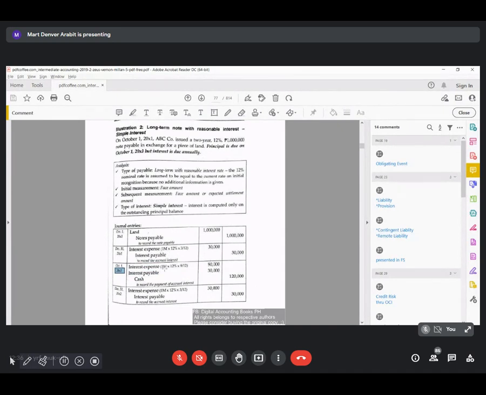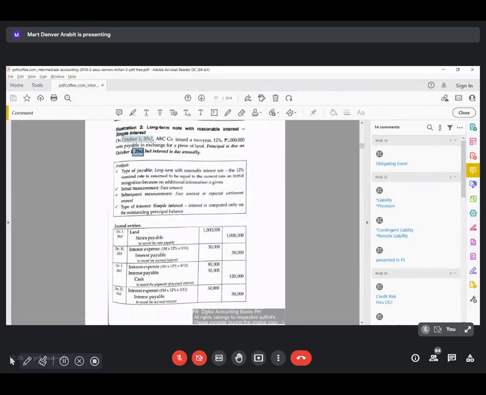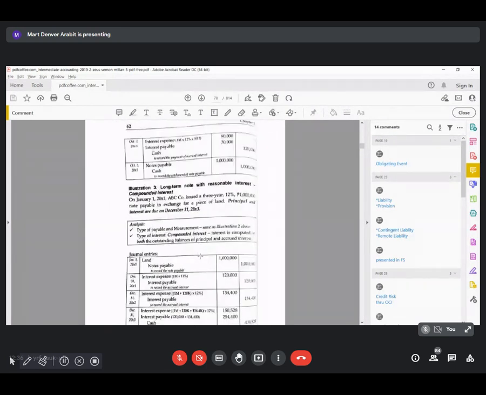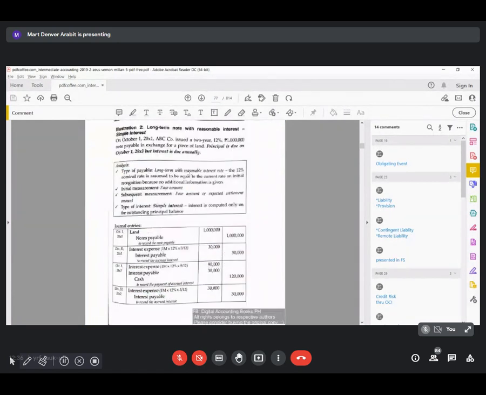Okay, so same entry for year end, accrual ng interest expense. Kasi kung makikita natin, principal is due on October 2023, but interest is due annually every October 1. So kaya nag-accrue tayo ng interest every year end. Okay, so one more reversal of accrual on 2023 and settlement na siya at due date. So question on illustration 2. Okay, so pala, tuloy tayo.